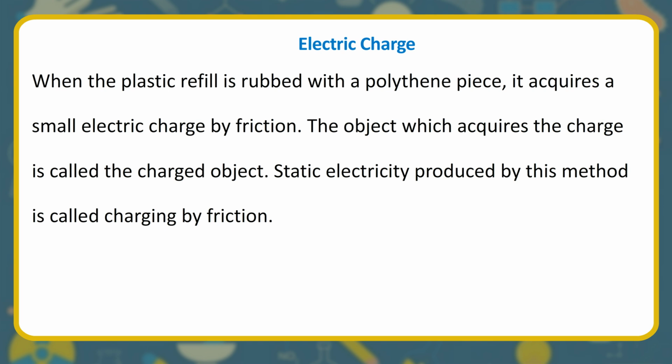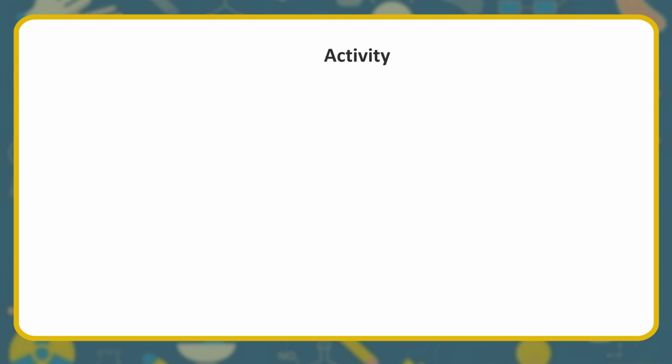Electric charge. When the plastic refill is rubbed with a polythene piece, it acquires a small electric charge by friction. The object which acquires the charge is called the charged object. Static electricity produced by this method is called charging by friction.